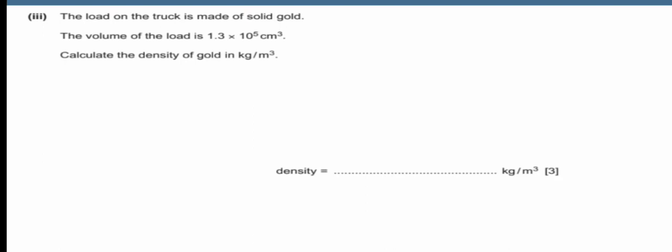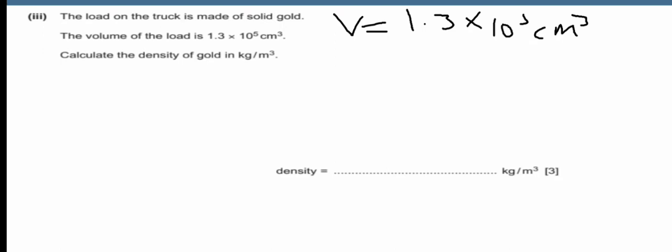So we can say the volume of this solid gold is 1.3 multiplied by 10 to the power 5 centimeters cubic. Then apart from this, we also have the mass of this solid gold, which is 2,500 kgs. Now the question is saying, calculate the density of the gold in kgs per meters cubic.